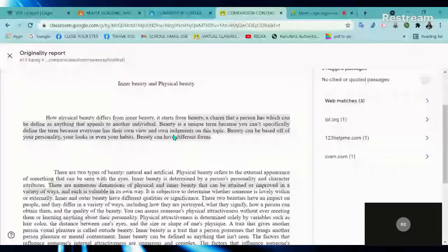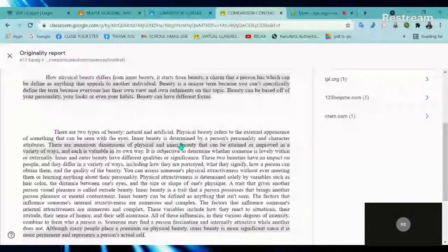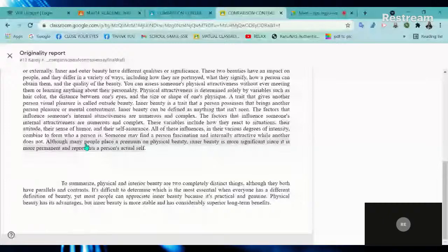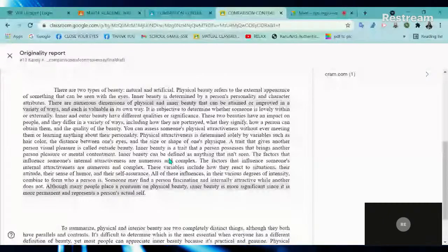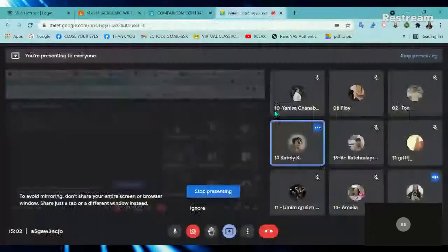You can see this one, your introduction. This is wholly copied. And in your body, you have one here in maybe the third sentence of the body paragraph. And the last sentence of your body paragraph, those are copied from the internet. So please try to change them. Okay, thank you very much, Kate. Good job.